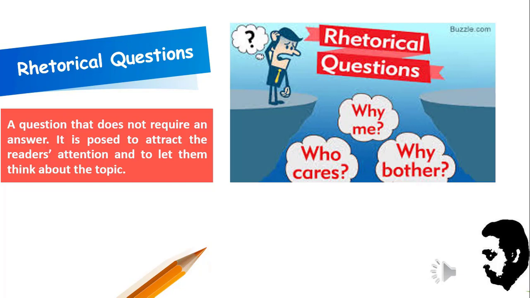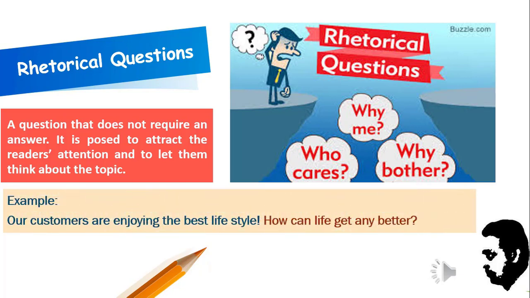Here is an example to illustrate the use of rhetorical questions. Our customers are enjoying the best lifestyle. How can life get any better? Here, the advertisers try to imply that their customers live very happily and that there isn't any other way to get a better life.